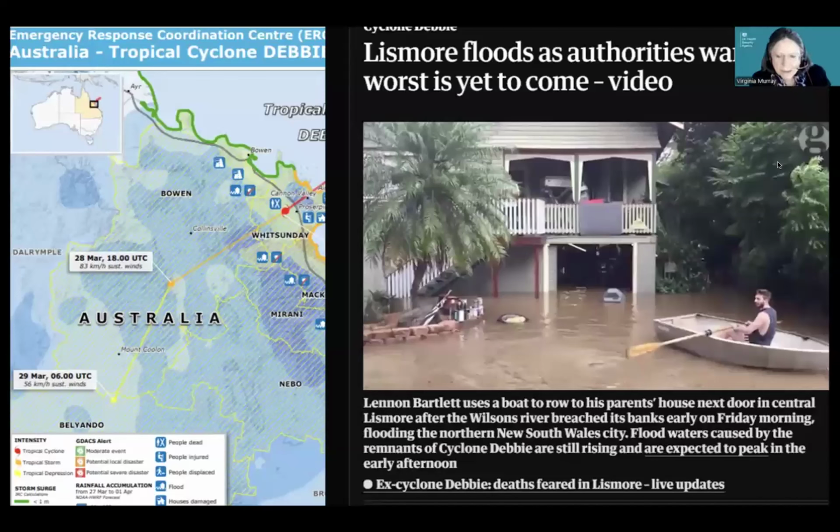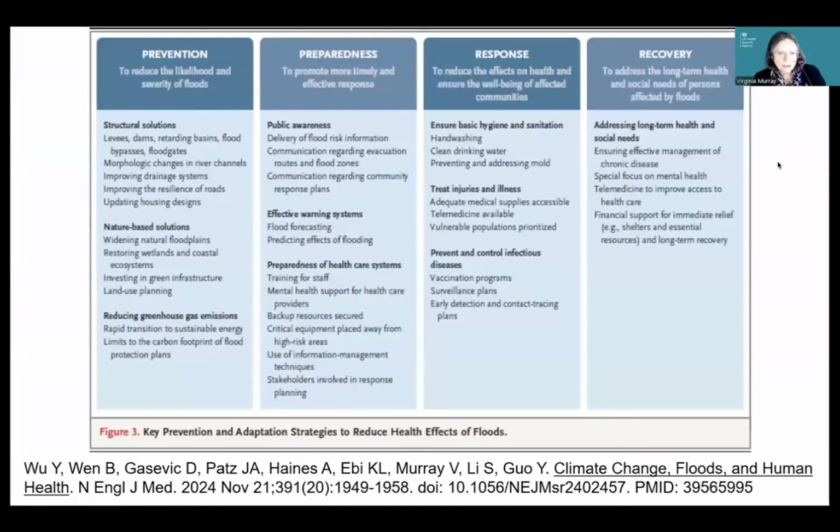Unfortunately, Lismore has been flooded again since, and from 2017, Australia's had quite a few of these very bad weather events. But let's just think about how we might look at this for prevention, for preparedness, response, and recovery. You can see in prevention, we looked at structural solutions, nature-based solutions, and reducing greenhouse gas emissions. Wouldn't that be nice? But for preparedness, we're looking at public awareness, which I've shared with you, effective warning systems, and also the preparedness of the healthcare systems.